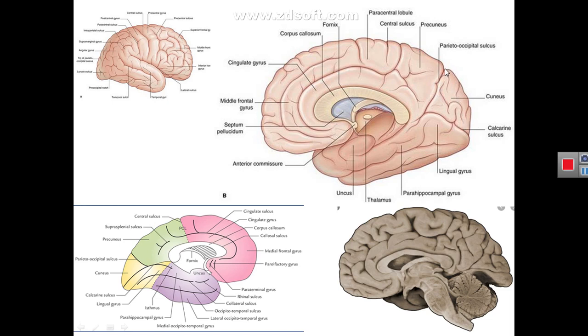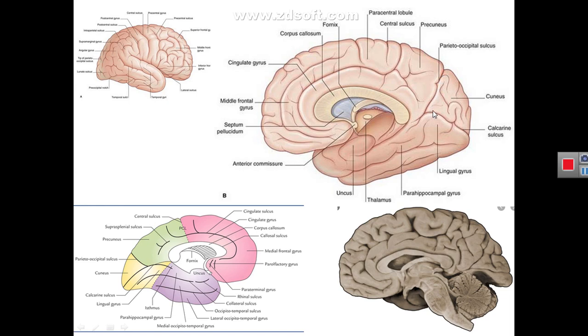The cuneus is limited anteriorly by the parieto-occipital sulcus, the same parieto-occipital sulcus that is seen for a short distance on the superolateral surface and was used to demarcate the lobes: behind it the occipital lobe, anterior to it the parietal lobe. We saw a small part of it on the superolateral surface, but here we are seeing the longest part of the parieto-occipital sulcus.